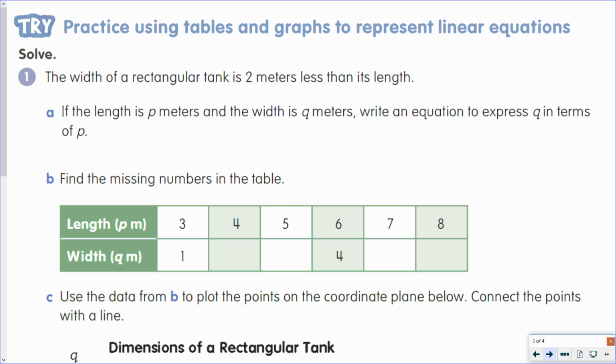So this was another equation that we had from our previous lesson. The width of a rectangular tank is 2 meters less than its length. So we want Q in terms of P. And if you remember, our equation was Q equals P minus 2. So when P was 3, Q was 1. When P was 4, Q was 2, 5 will be 3, 7 will be 5, and 8 will be 6.